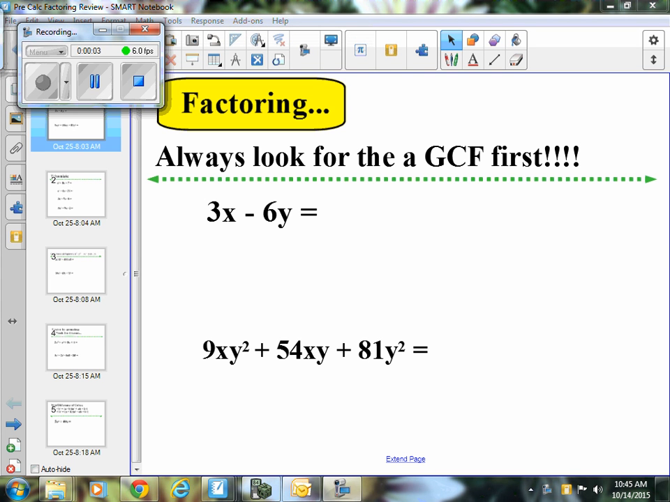Okay, everybody, this is a quick review of factoring, which we're going to be using a lot in Chapter 4 when we're talking about solving polynomials and finding zeros. So we need to have a solid grasp of all different types of factoring before we leap into that. So just a quick review on that.